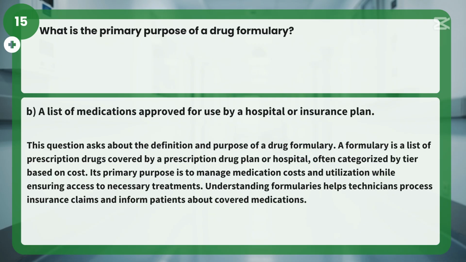Answer B. A list of medications approved for use by a hospital or insurance plan. This question asks about the definition and purpose of a drug formulary. A formulary is a list of prescription drugs covered by a prescription drug plan or hospital, often categorized by tier based on cost. Its primary purpose is to manage medication costs and utilization while ensuring access to necessary treatments. Understanding formularies helps technicians process insurance claims and inform patients about covered medications.